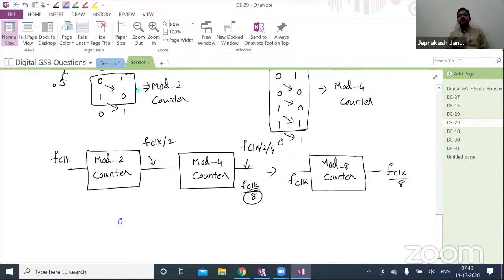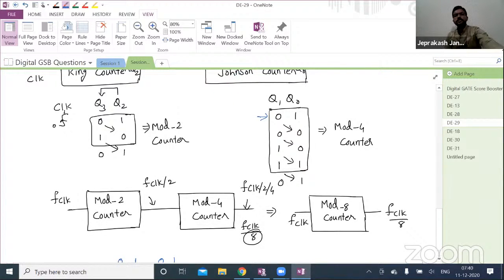First, initially I am writing the ring counter: 0 1, 1 0, 0 1, 1 0. This is the 2-bit case, the 2-bit ring counter. We are getting only these 2 states: 0 1, 1 0. Now here you have 4 states in the Johnson counter, but the initial state is 0 1.